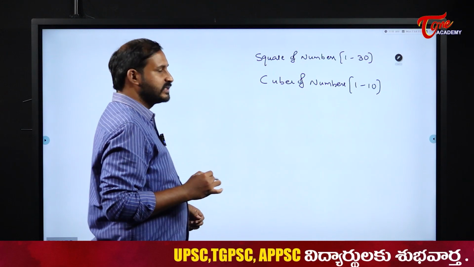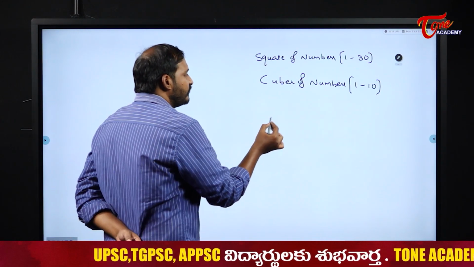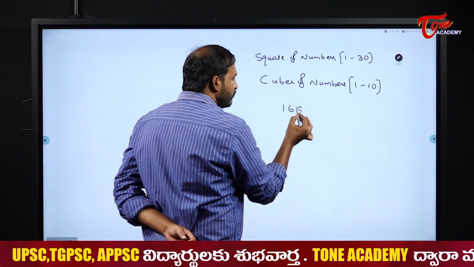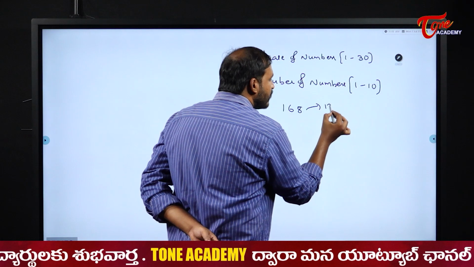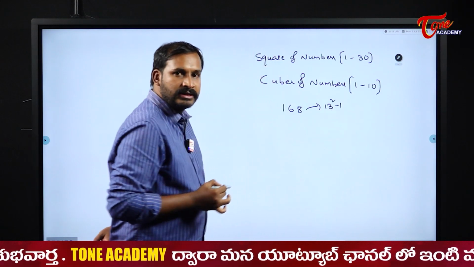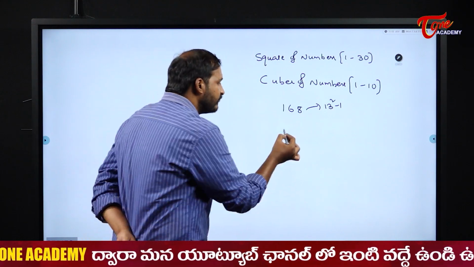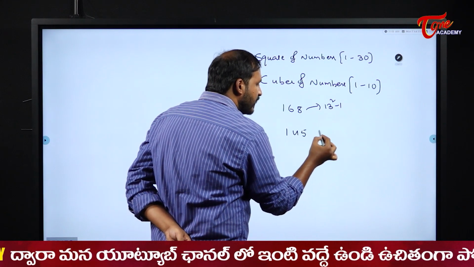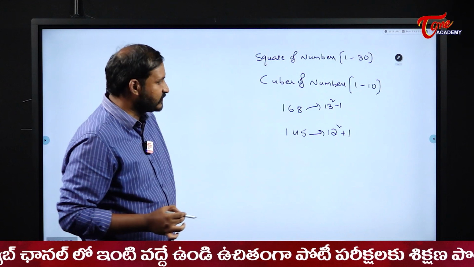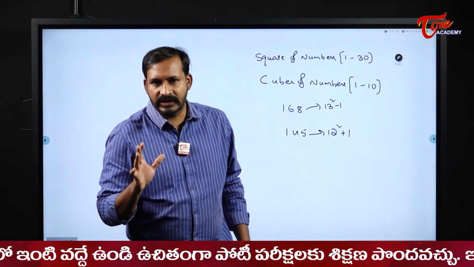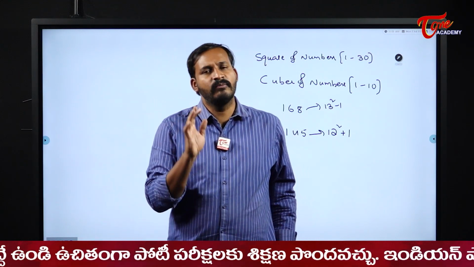Not only these, students. For example, if you see 168, you should be able to identify that it is nothing but 13 square minus 1. You should be able to tell that. Similarly, if you see 145, you should be able to tell it as 12 square plus 1. Why am I telling this?